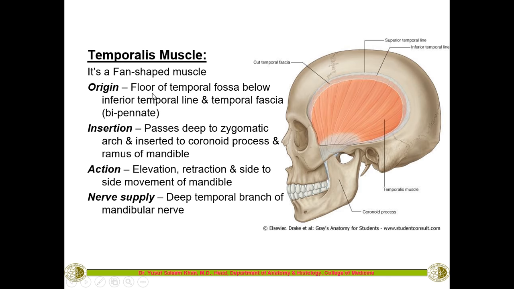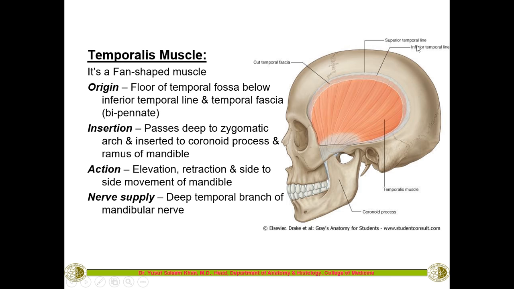Okay, so it will take origin from the floor of the temporal fossa below the inferior temporal line or infratemporal line, and some part also takes origin from the temporal fascia, which is outside this, covering this muscle. This is the temporalis fascia, which has been cut so that you can see the muscle itself. Superficially we have the temporal fascia covering this muscle. This muscle is bipinnate. Bipinnate means the fibers of this muscle run in two directions.